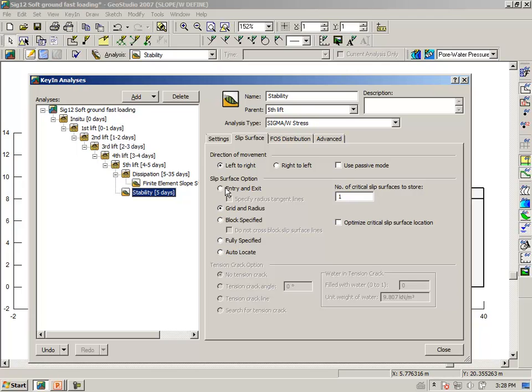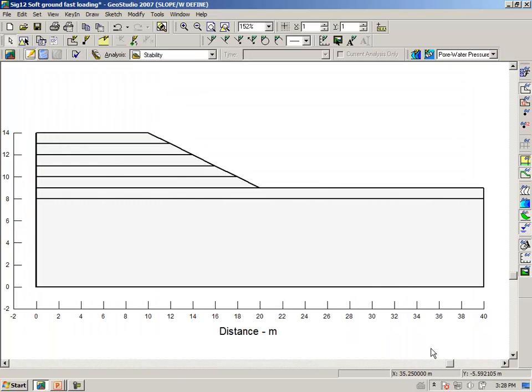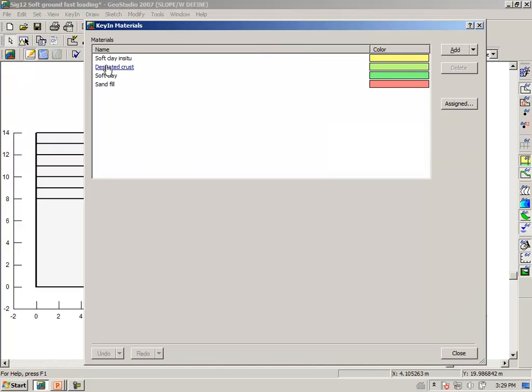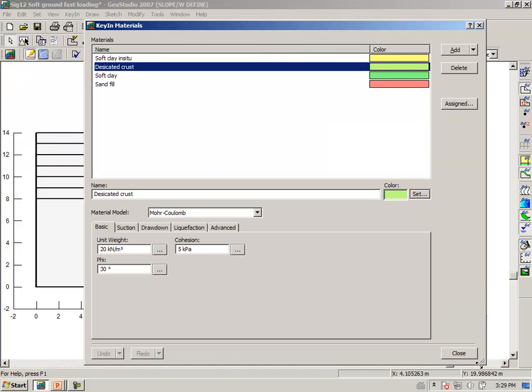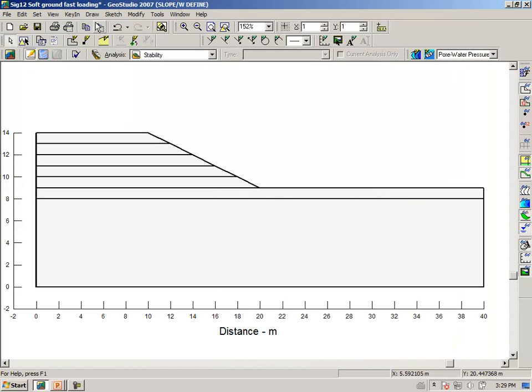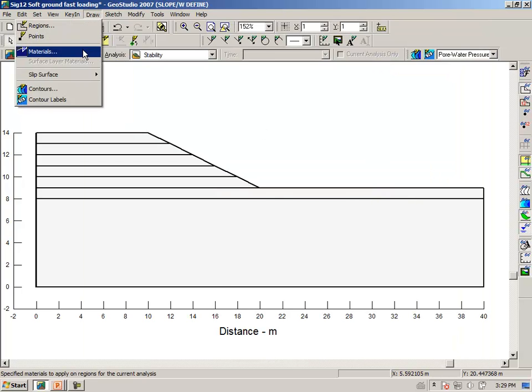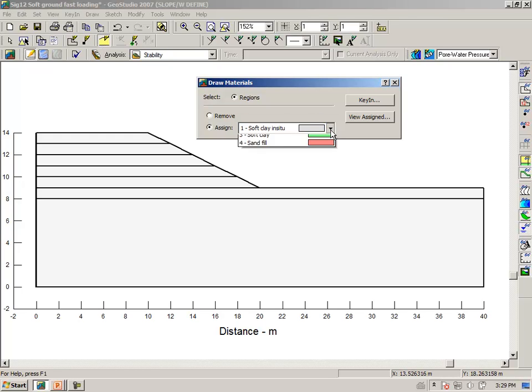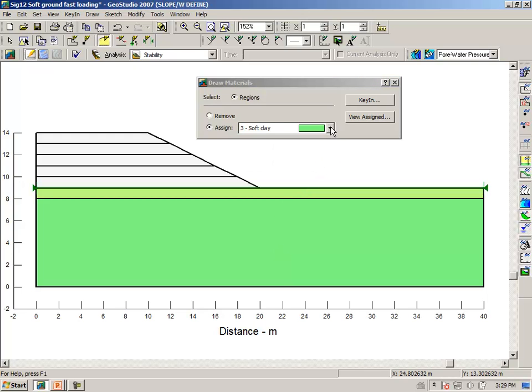Slip surface, let us select enter exit to define our trial slip surfaces. Key in materials for the stability analysis. The properties have already been defined for you. All we need to do is say draw materials for the desiccated crust, the soft subsurface clay, and the sand fill.